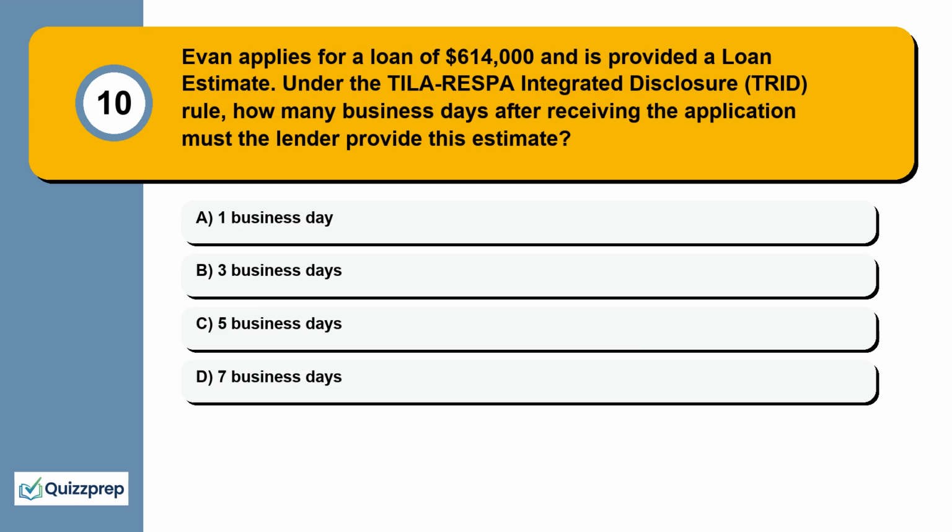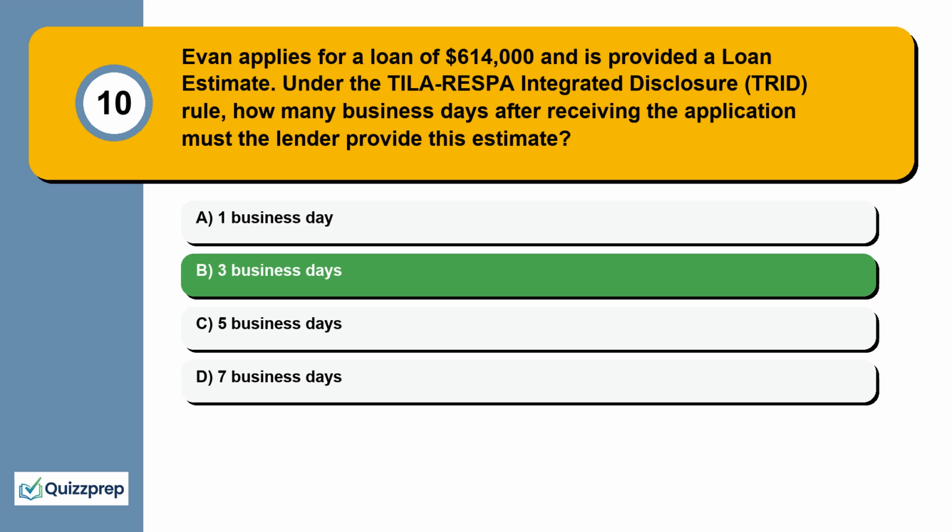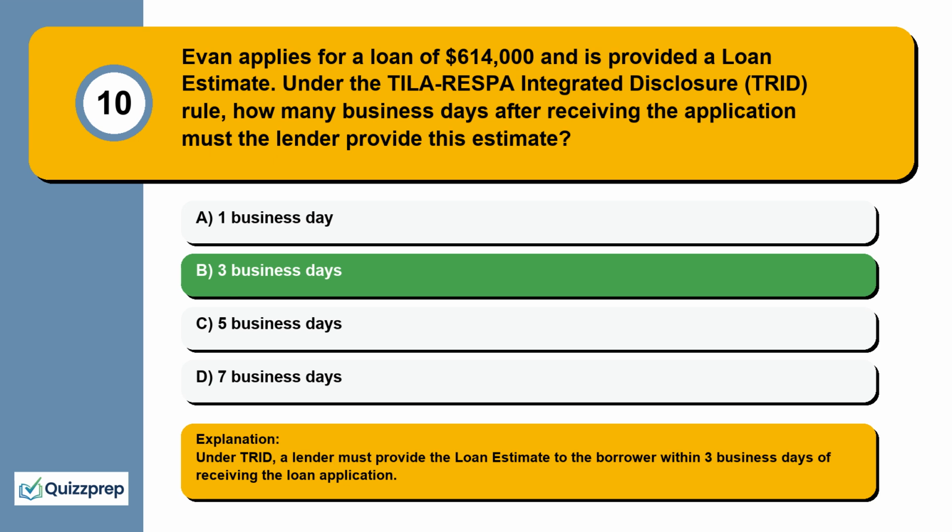Question 10. Evan applies for a loan of $614,000 and is provided a loan estimate. Under the TILA-RESPA Integrated Disclosure (TRID) rule, how many business days after receiving the application must the lender provide this estimate? 1 business day, 3 business days, 5 business days, 7 business days. Under TRID, a lender must provide the loan estimate to the borrower within 3 business days of receiving the loan application.